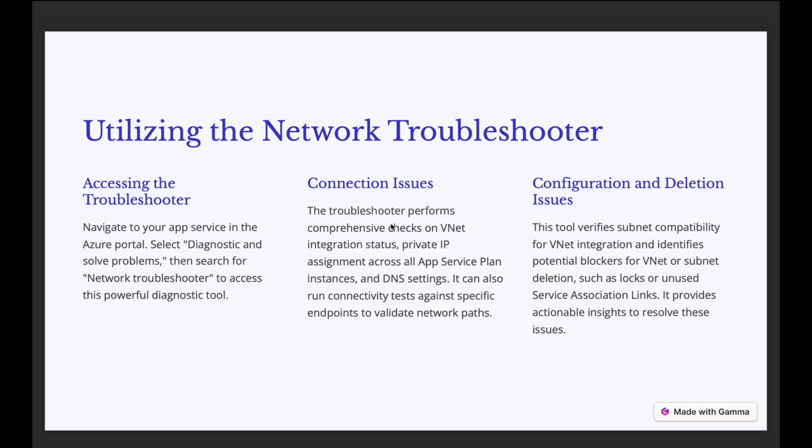So after doing the pairing, the connection was able to reach the destination successfully. Next we'll cover some tools which we can use to find issues in the NSG or the DNS. We can use the network troubleshooter option available in our web app to troubleshoot the connection further. We can use it for connection issues, configuration issues and deletion issues. Head over to the network troubleshooter to check this in more detail.